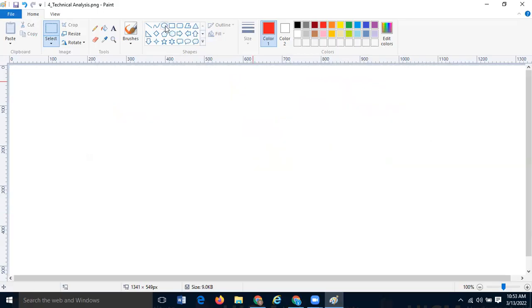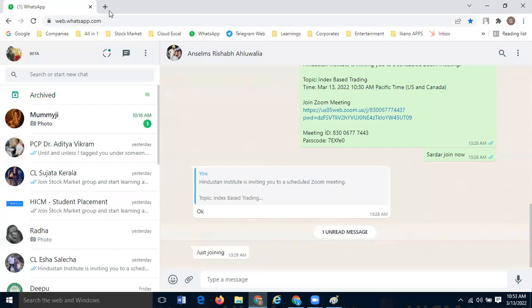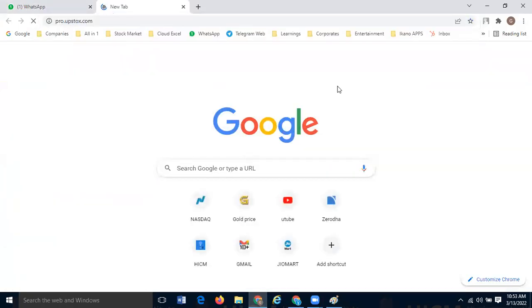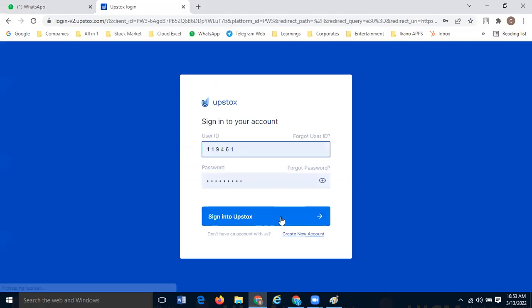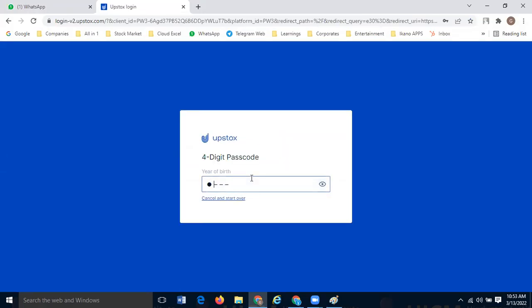If you see, there are thousands of indicators. Even Upstox and Zerodha work in the same fashion. You will find the same interfaces, same charting, everything is the same. I'm just opening a demo account in which we are training these students.